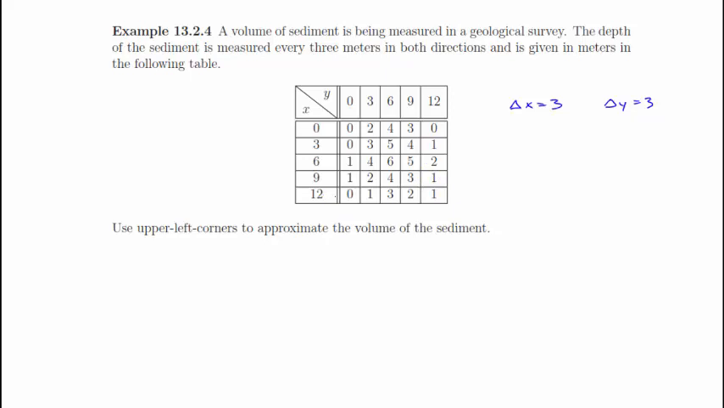Moving to x is 12, last row here. Then if y is 0, the depth is 0. If y is 3, the depth is 1. If y is 6, the depth is 3. If y is 9, the depth is 2. If y is 12, the depth is 1.